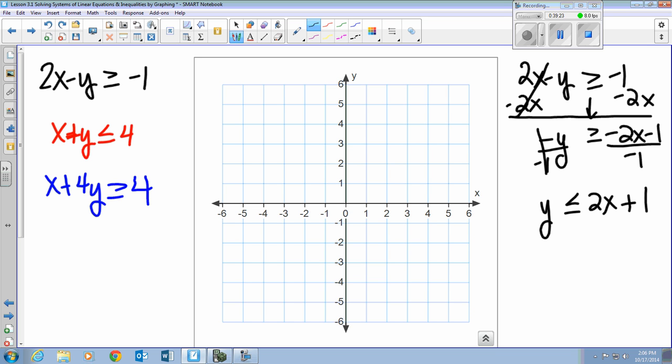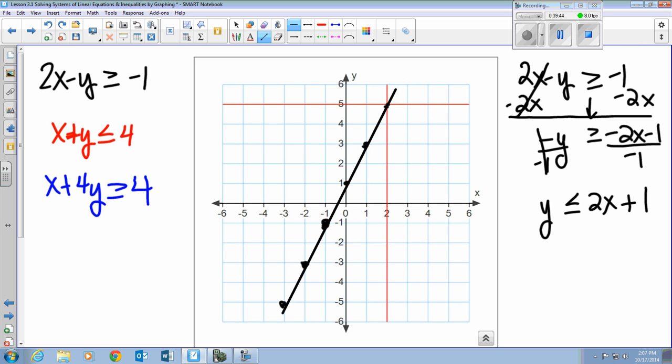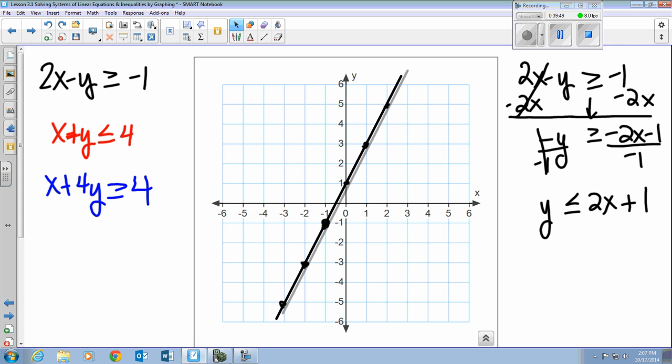So that should be shaded below, less than or equal to. My slope is 2, up 2 over 1, up 2 over 1, down to left 1, down to left 1. And we said this is a solid line. So there's my first graph. I want less than. Which way is that going to be? Below, y is below 2x plus 1.